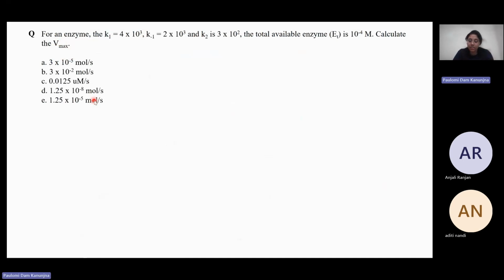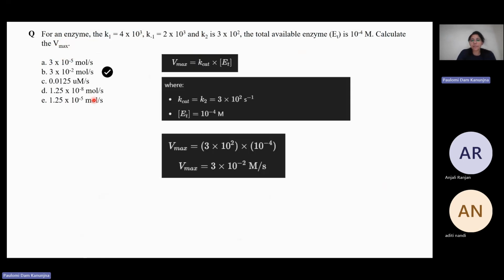Let's discuss the answer and then we can check if you are correct. So like you said, it's P, that's correct. I told you we are using Bmax. We have ET, we just need to know Kcat. And we know that in a one-step catalyzing reaction, K2 is equal to Kcat. So we have the K2 value with us, we have the ET value with us, we simply multiply them and the answer is 3 into 10 to the power minus 2.